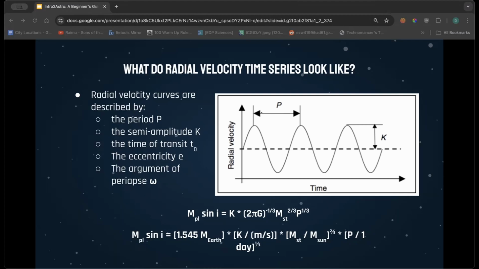The time of transit, T0, is the epoch. That tells us at what time the planet transits. And that has the effect of shifting the radial velocity curve to the left or to the right. So normally at an epoch T0, when the planet is transiting, the planet is just straight up pulling at the star. And so it's pulling at the star straight towards us.